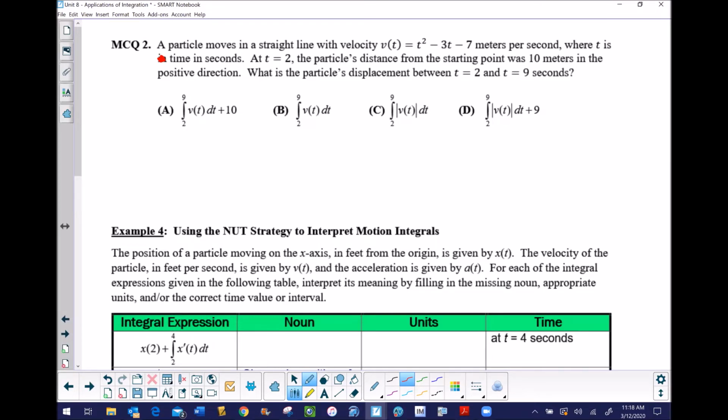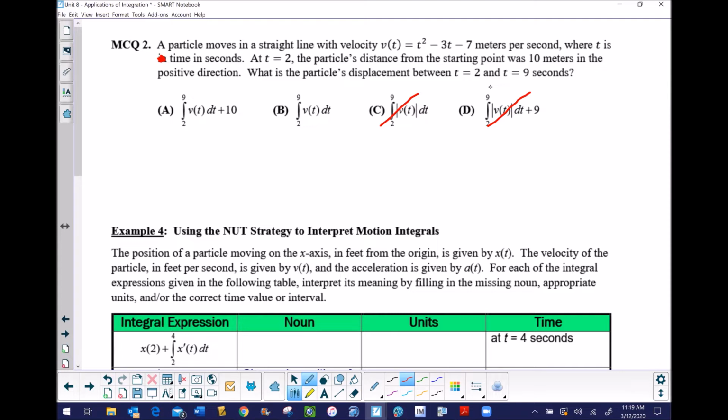Some good answers. All right, it seems like our answers are confined to A and B, which is a good thing. I was so hoping that nobody would go to C or D, and the reason is that with absolute values around the V, that gets us into the idea of distance, right? In fact, C is the distance traveled from time 2 to time 9. And D is the distance traveled from time 2 to time 9, but we add 9 more to that for whatever reason. It really doesn't matter.